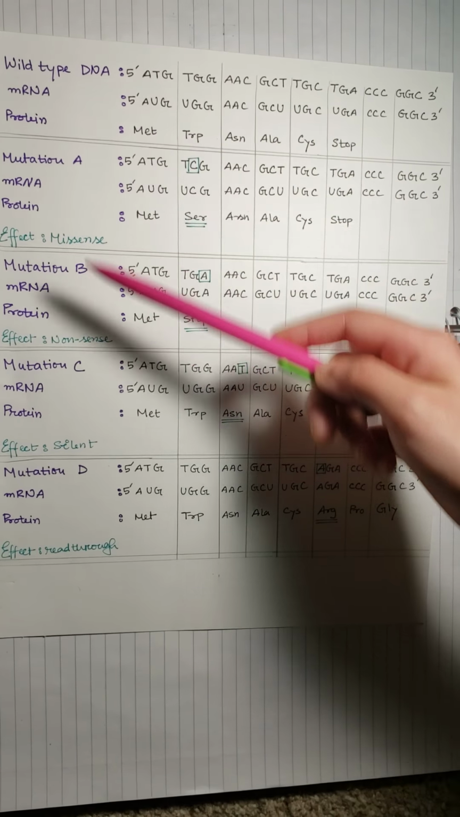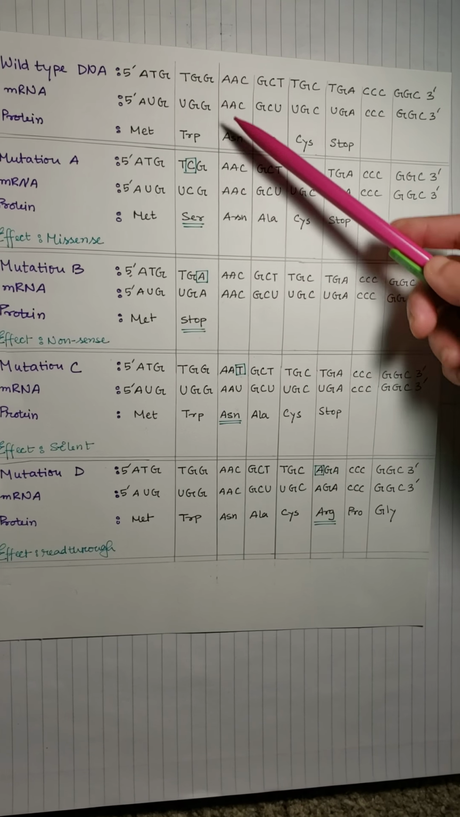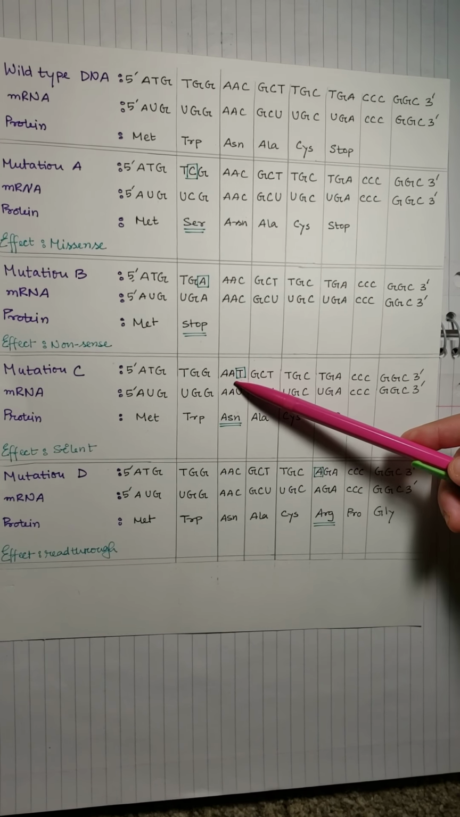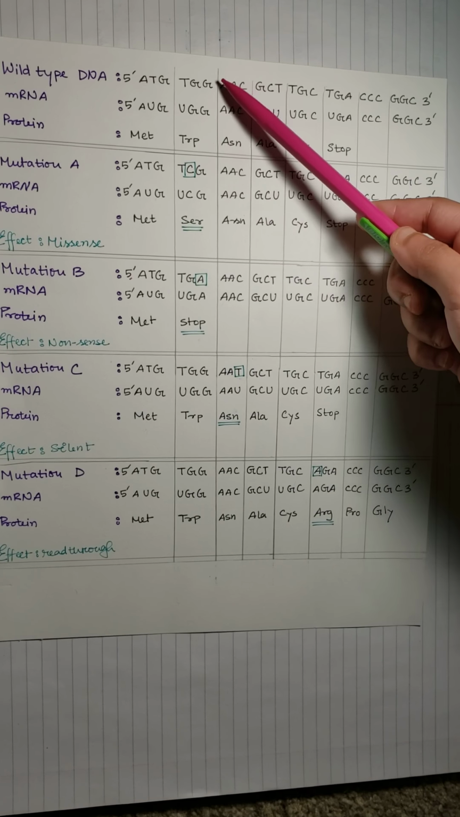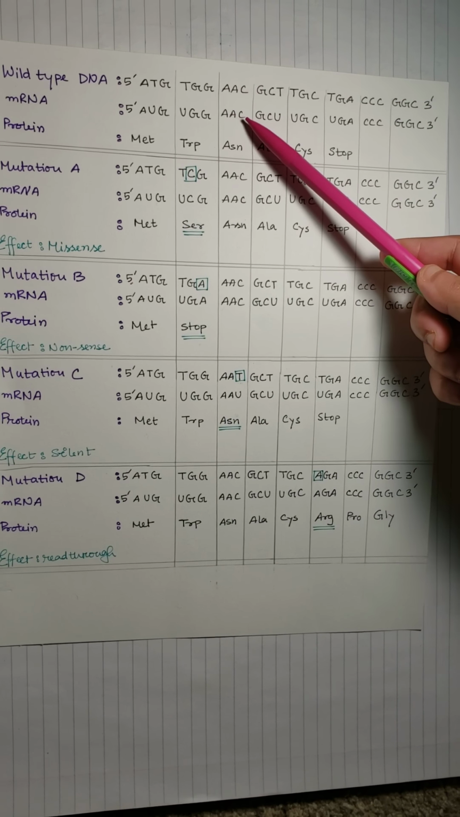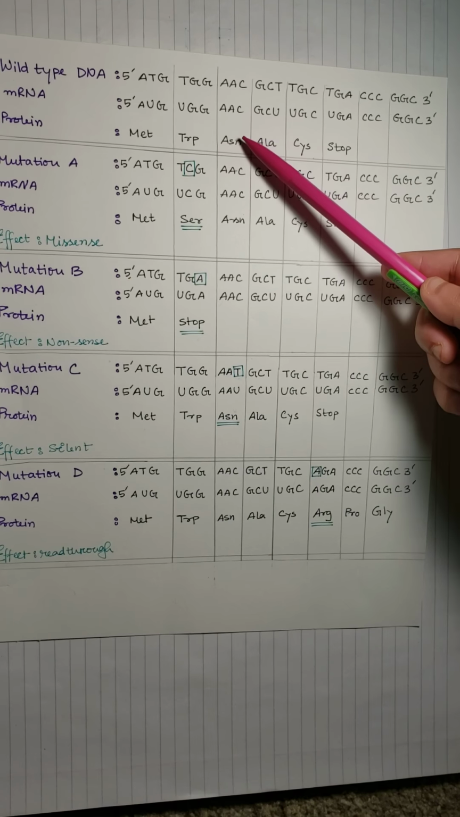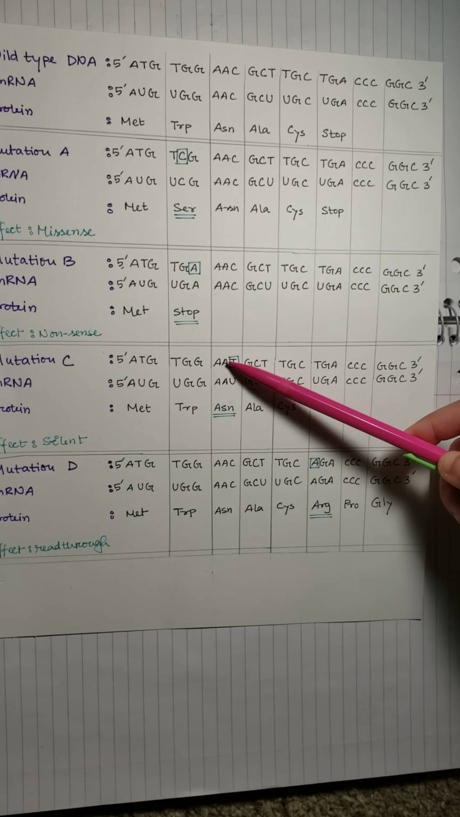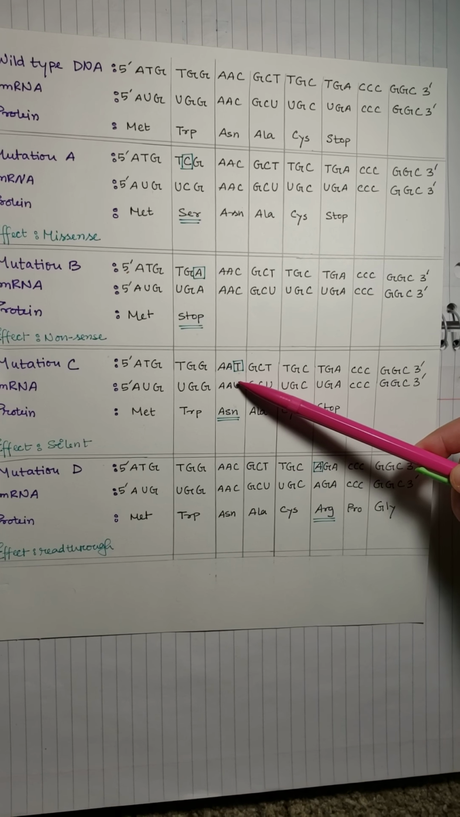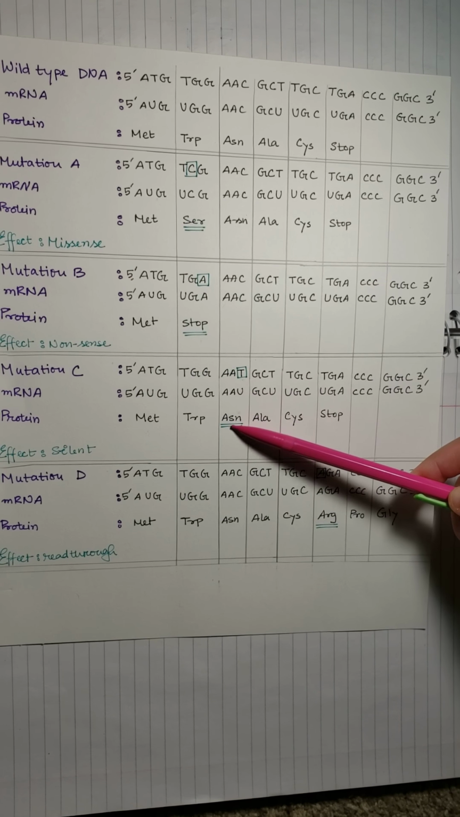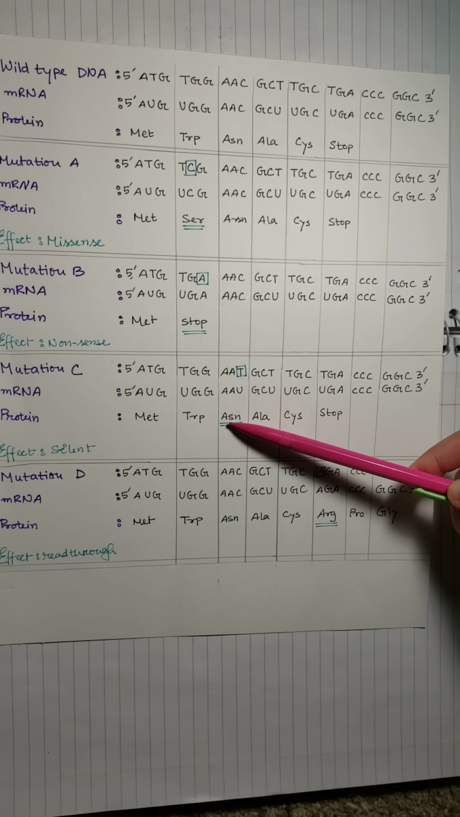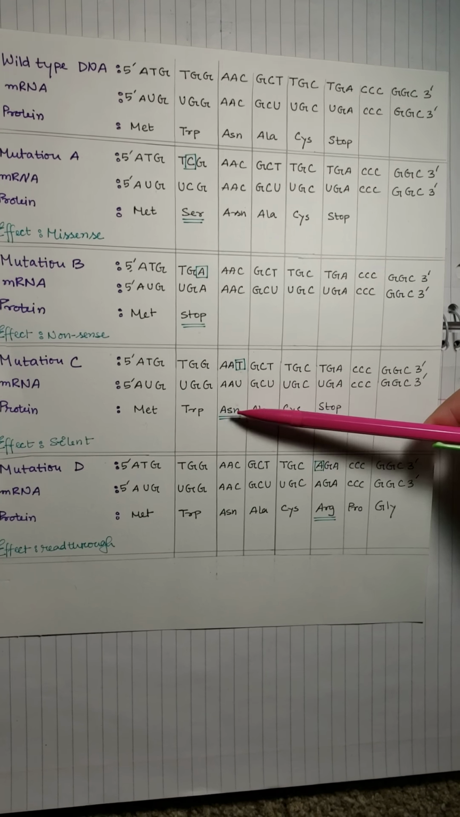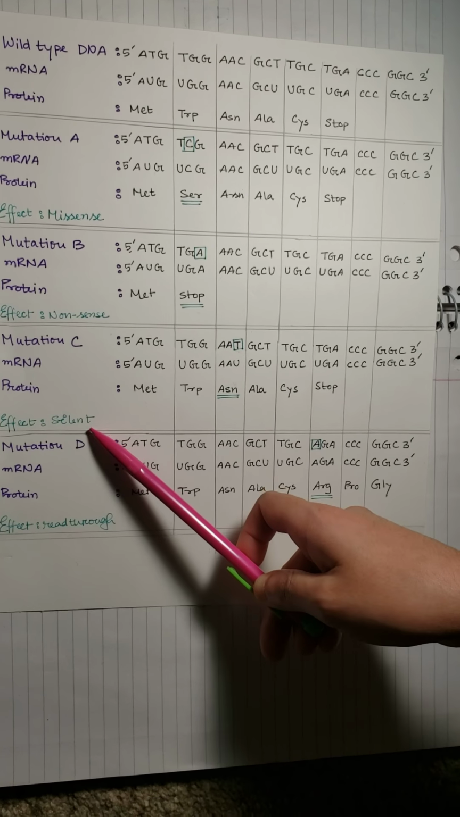Let's compare wild-type DNA with the mutated C-strand DNA. Here we see AAC in the wild-type DNA, but here we see AAT in the mutated DNA. AAC is transcribed into AAC and becomes the amino acid asparagine after translation. Here AAT becomes AAU after transcription, and after translation it becomes asparagine. So we can see both amino acids are the same because AAC and AAU both code for asparagine. This type of effect at the protein level is called a silent effect.